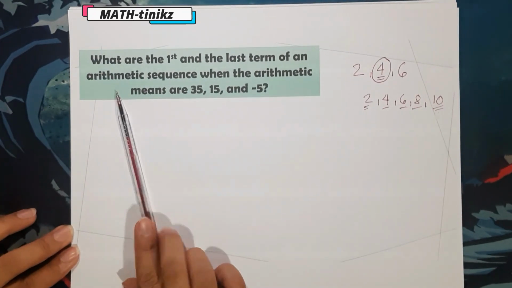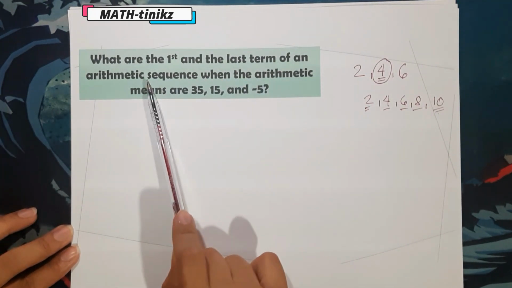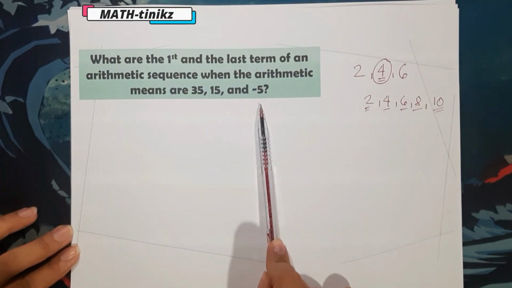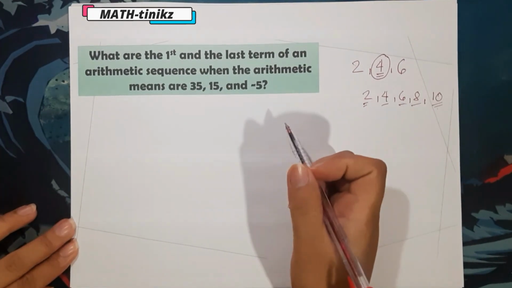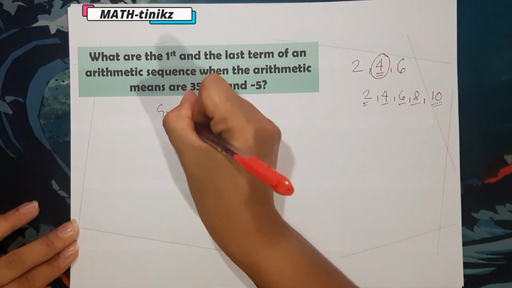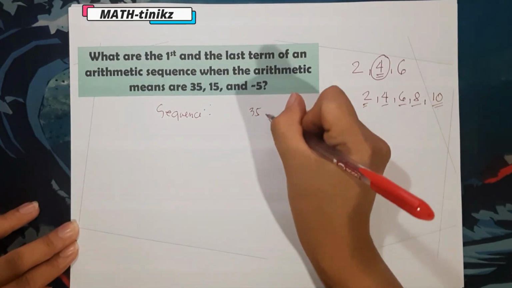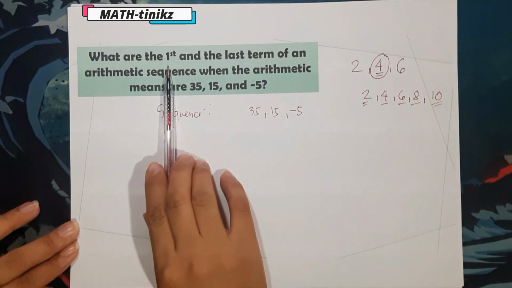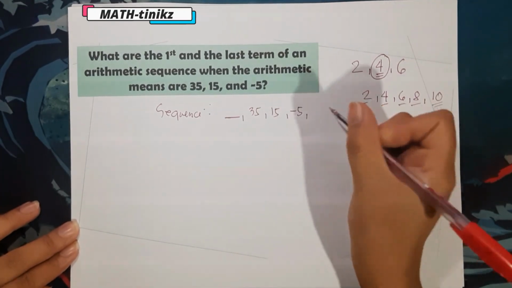Now, dito sa ating problem, what are the first term and the last term of an arithmetic sequence when the arithmetic means are 35, 15, and negative 5? 35, 15, and negative 5, sila yung arithmetic means. Therefore, sila ang nasa gitna ng sequence. Ang tanong, sino daw yung first term? So, sino ang nandito? Yung first term at yung last term.